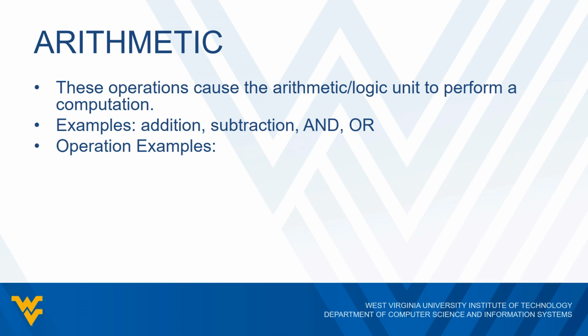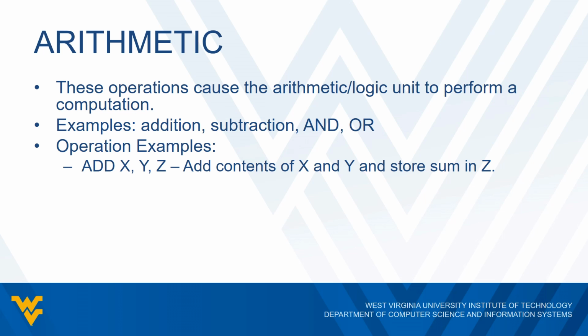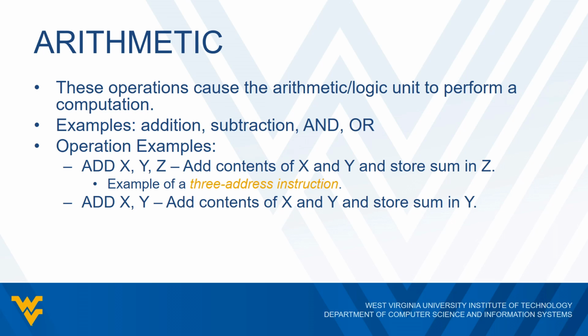For our purposes, we're going to just use add for all of these, and you'll see some differences between them. So we could have something like add x, y, z. This means that we're going to add the contents of x and y and store the sum in z. This is an example of a 3-address instruction. We could also do something like add x, y, and we have seen some examples of this before. So we add the contents of x and y, and we store the sum in y. This is an example of a 2-address instruction because we have 2 addresses in the instruction. That's why it's called a 2-address instruction.